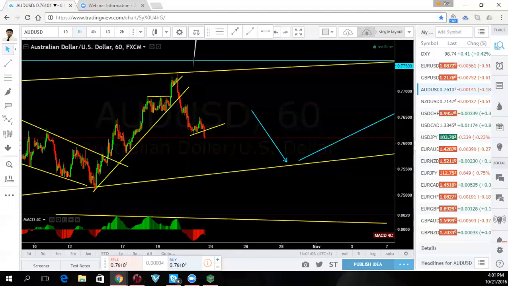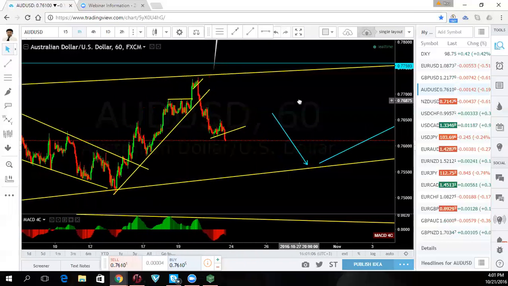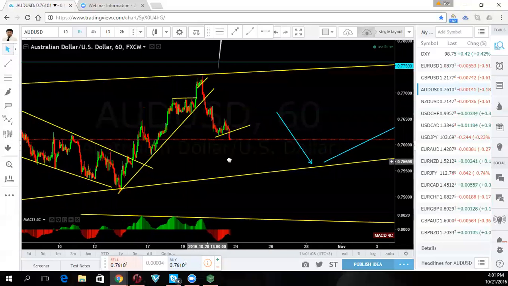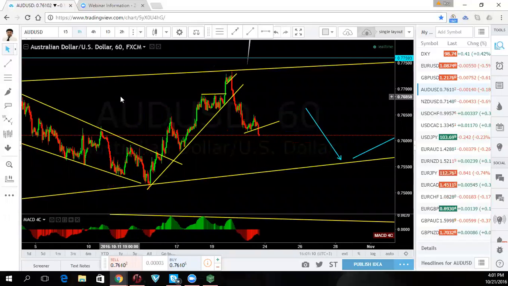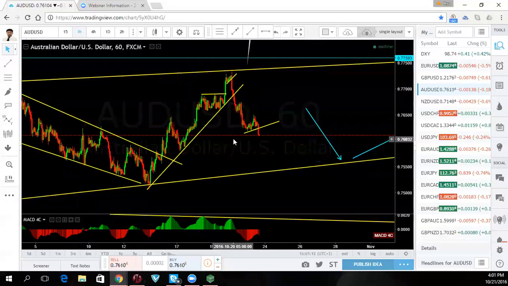Let's go. So I think everybody can see my screen here. Just make sure I'm on the right screen. You can see this Aussie dollar screen. Somebody give me a yes. Okay, thank you.